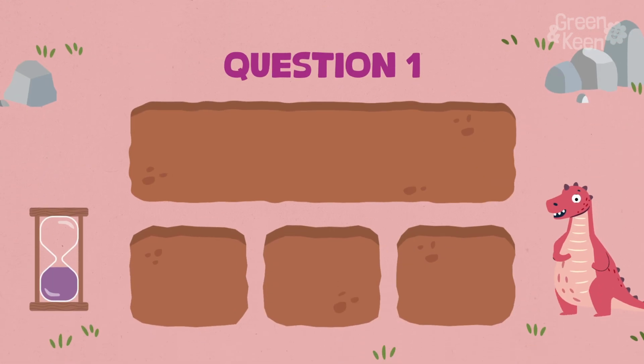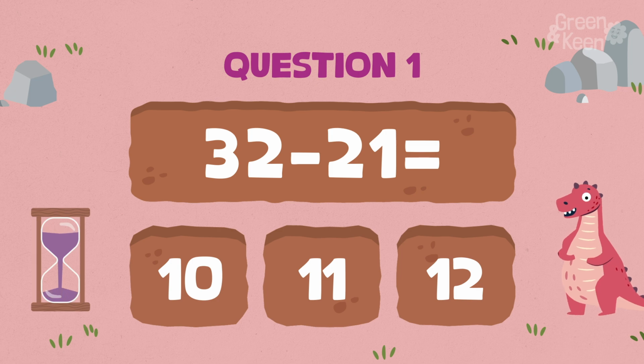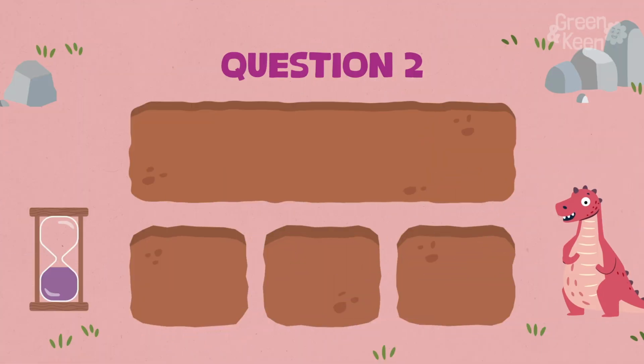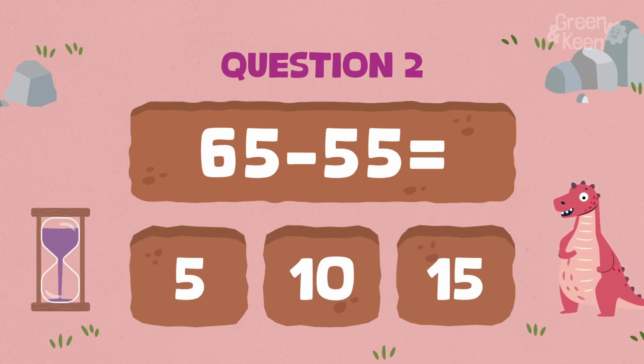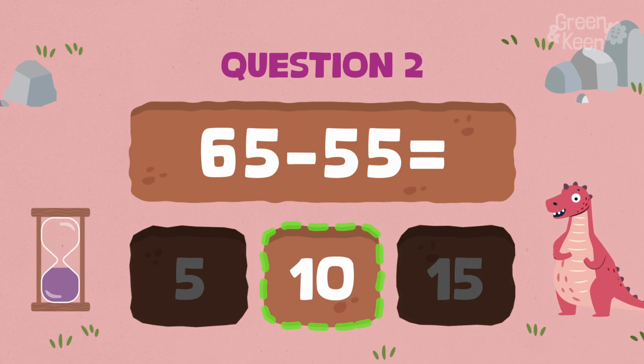Question number 1. 32 minus 21 equals? The answer is 11. Question number 2. 65 minus 55 equals? The answer is 10.